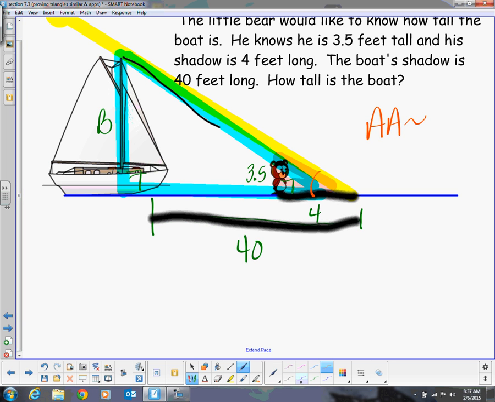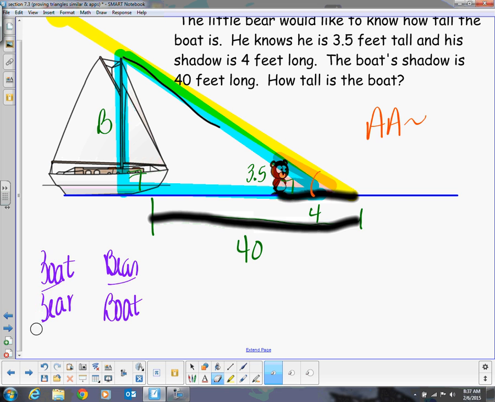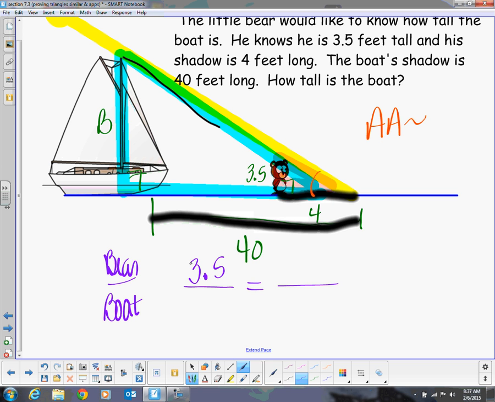So the next question, and we'll let Hale answer this. Do you want to do boat to bear, or do you want to do bear to boat? Okay, so this is what Hale has chosen, and this is how we're going to set up our proportion. So he's chosen bear, which means all bear dimensions will be on top. Now, what boat dimension matches 3.5? B. What boat dimension matches 4? 40. So now we're going to say 4B is equal to 3.5 times 40.